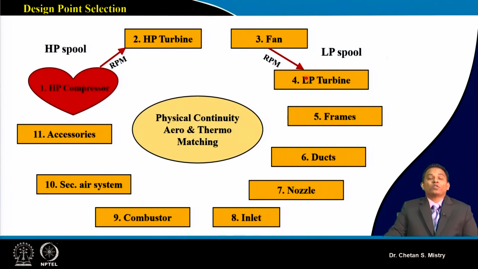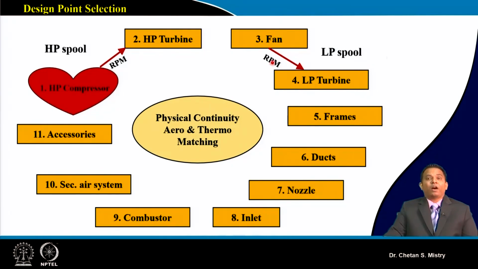Suppose we are talking about a high bypass ratio engine. For a high bypass ratio engine, since we are looking for the rotational speed of the fan to be lower, the number of stages for the LP turbine is going to be higher. So we need to have this kind of restriction there, and we can understand we are looking for a special kind of matching, a matching in terms of RPM.